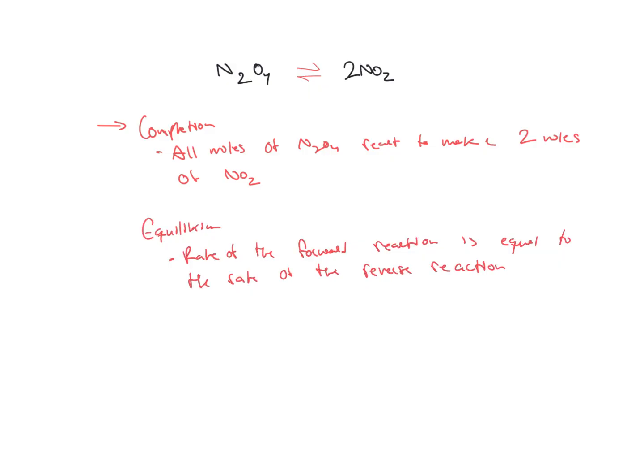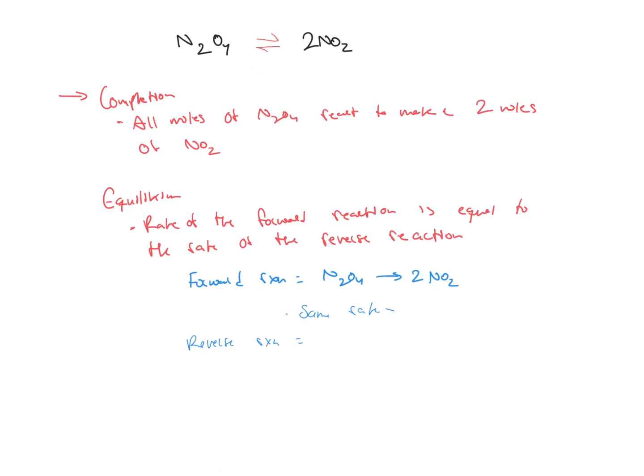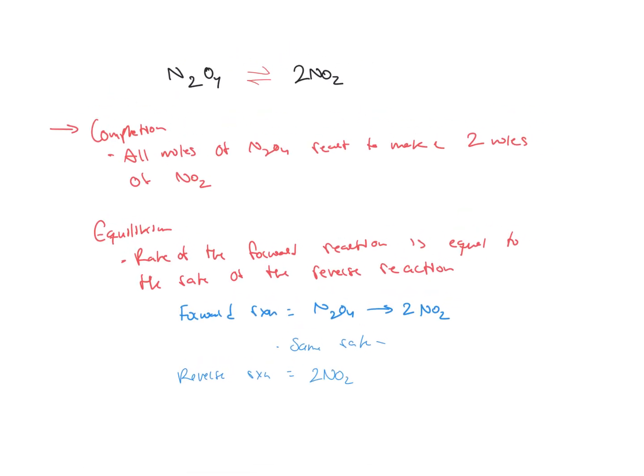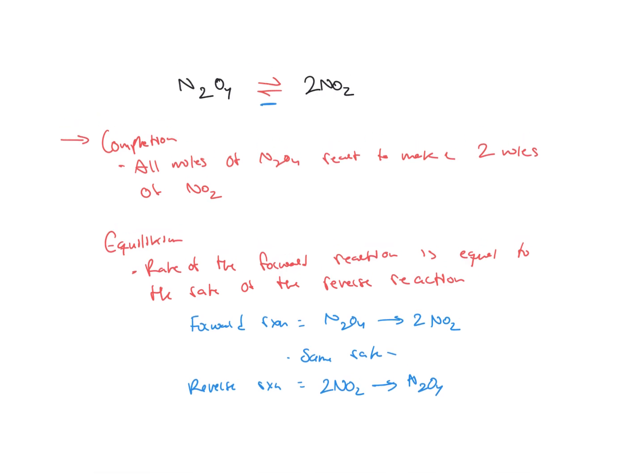But what I'm essentially saying is that for the forward reaction, which is N2O4 goes to 2NO2, this reaction is happening at the same rate as the reverse. The reverse reaction, of course, is just the arrow pointing backwards, which is 2NO2 reacts to make N2O4. And so what these equilibrium arrows here say is that I have a forward reaction, but at the same time, I have that reaction running in reverse.